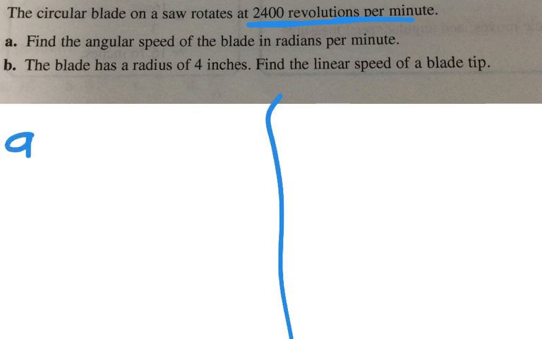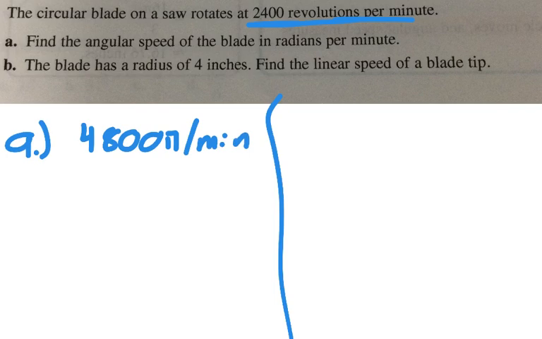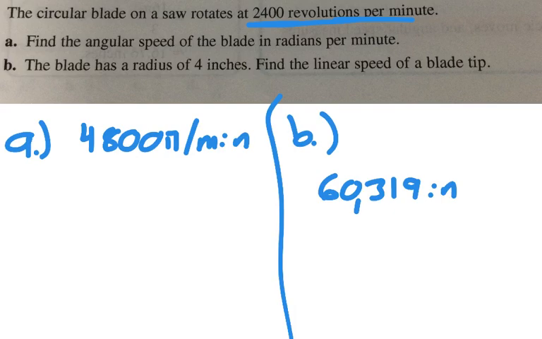All right, if you worked it out, A part, which is the angular speed, you should have gotten 4,800 pi radians in a minute. And then B part, which is the linear speed, you should have gotten 60,319 inches per minute.